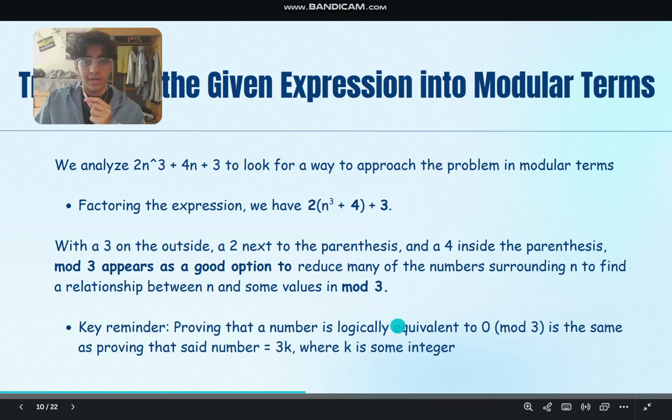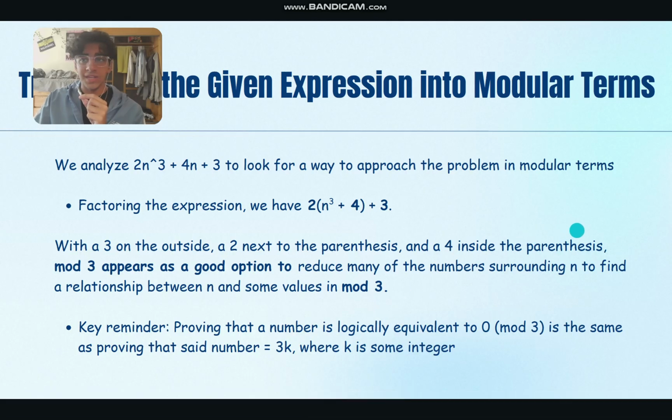A key reminder is that if we prove that a number is logically equivalent to 0 mod 3, that's the same as proving that the said number is equal to 3k. And as we mentioned before, if there exists a 3k or some other factor, then we know that that number is not prime, and that's integral to our proof right here.